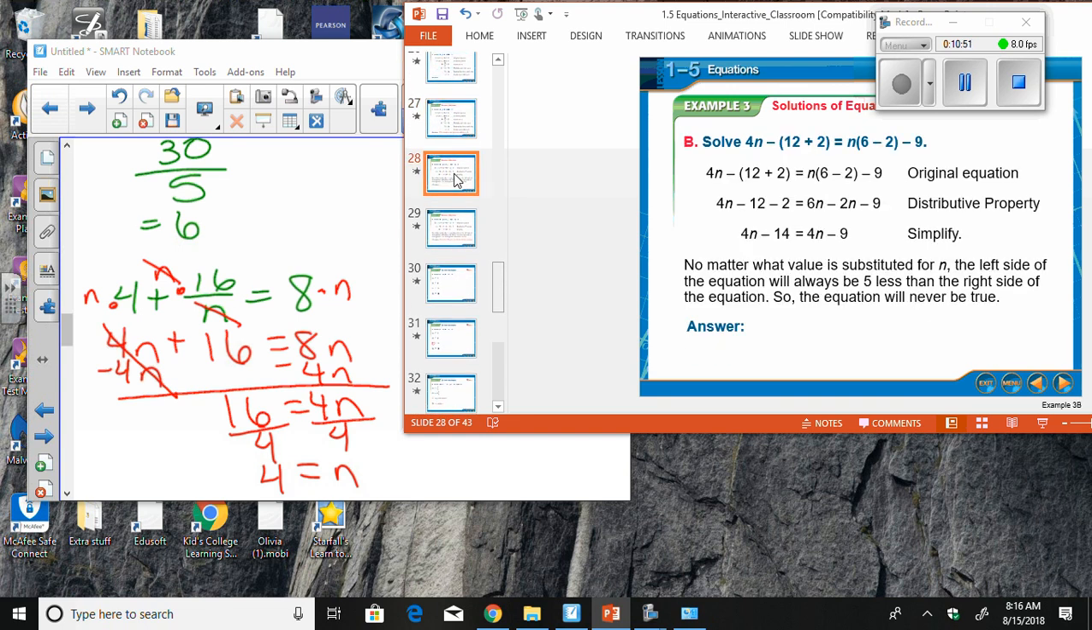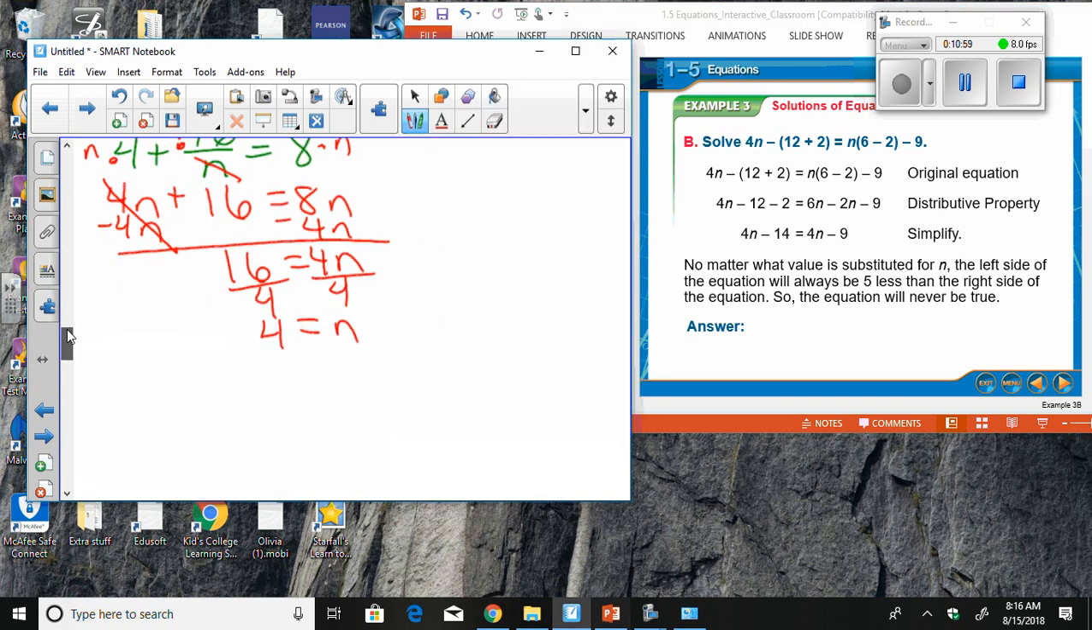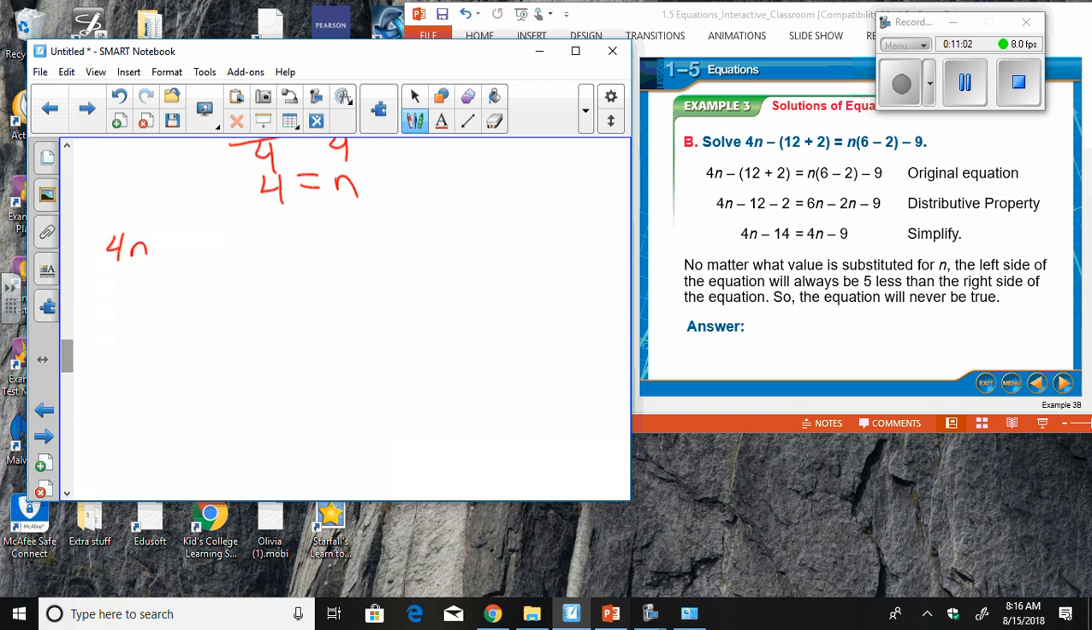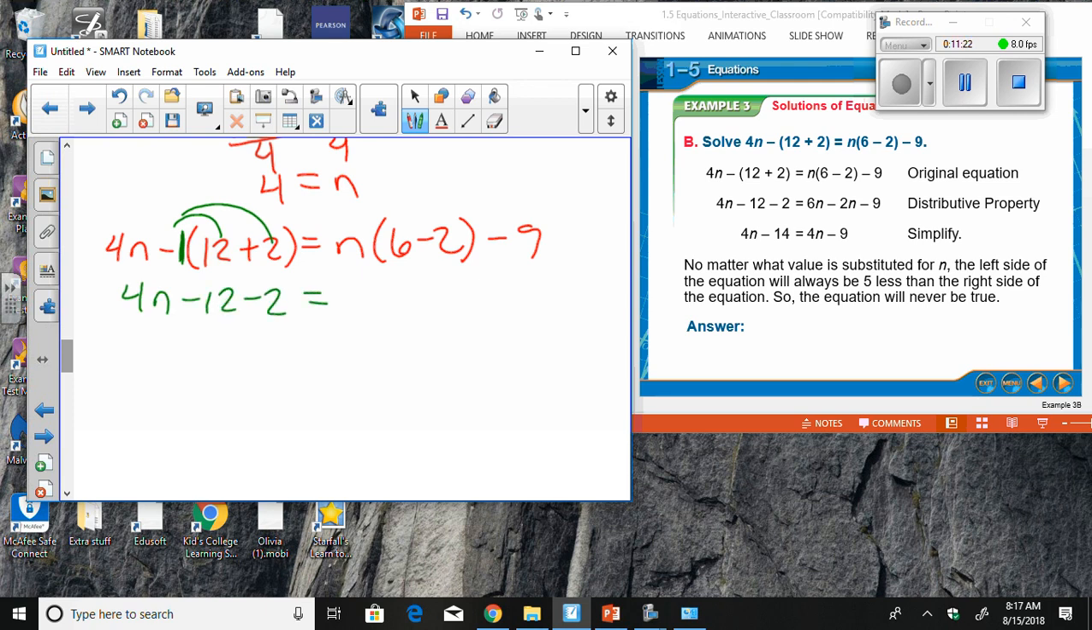Okay, what are we doing here? Our original equation, then we used the negative distributive property. So I'm going to show you that one. We have 4n minus 12 plus 2 equal to n 6 minus 2 minus 9. Two things we have to distribute. If you remember from last year, that negative out front here is a 1. So we distribute that. So we get 4n minus 12 minus 2. Distribute that n, 6n minus 2n minus 9.